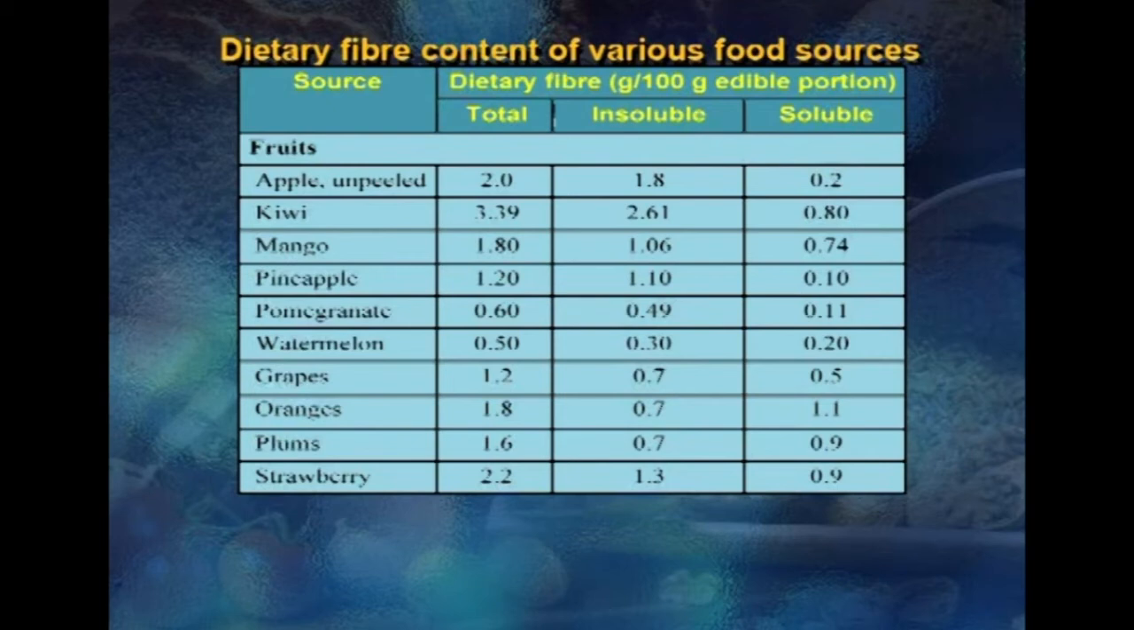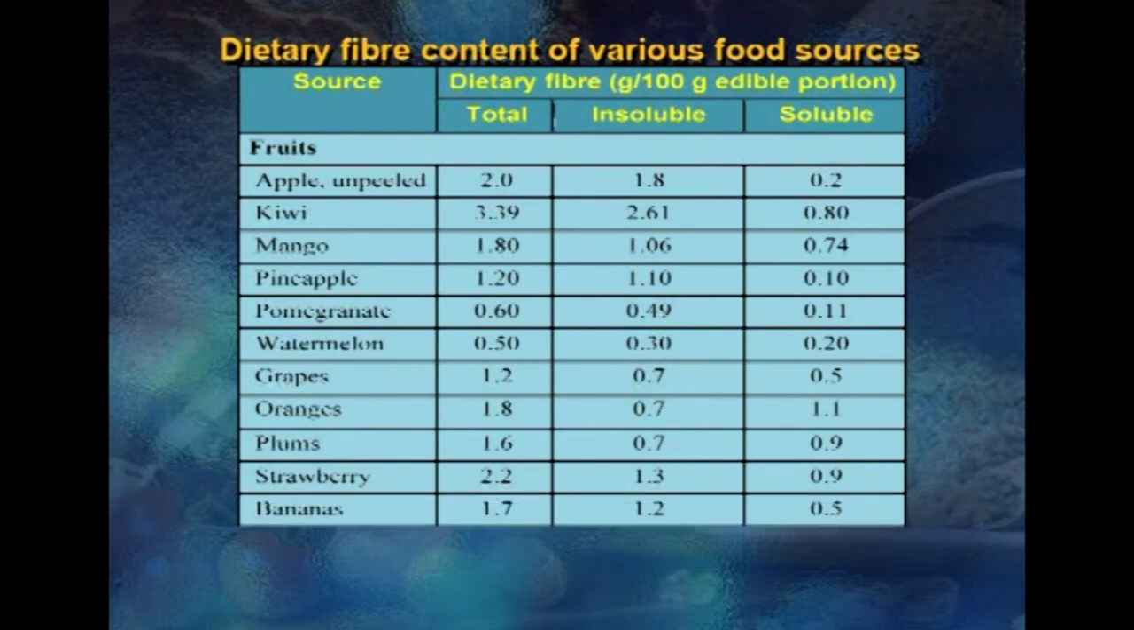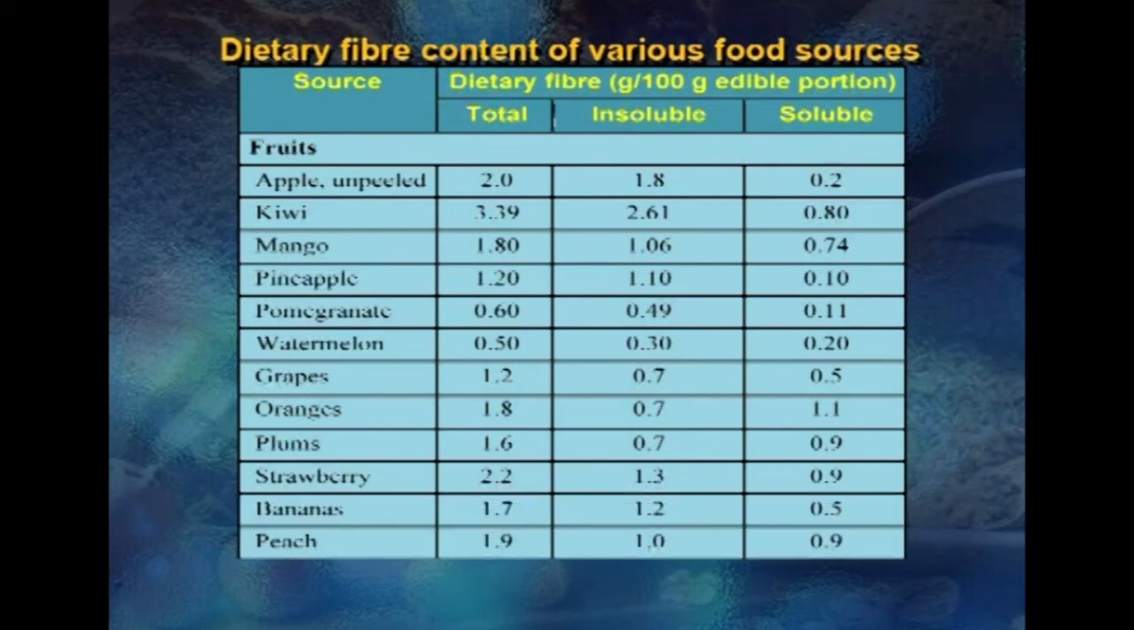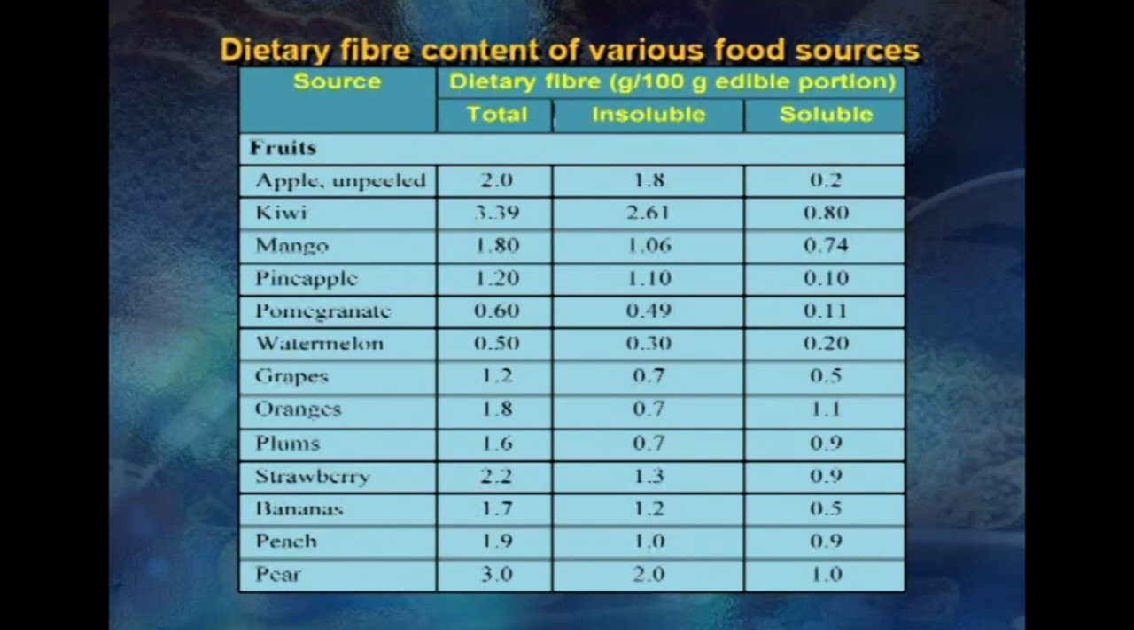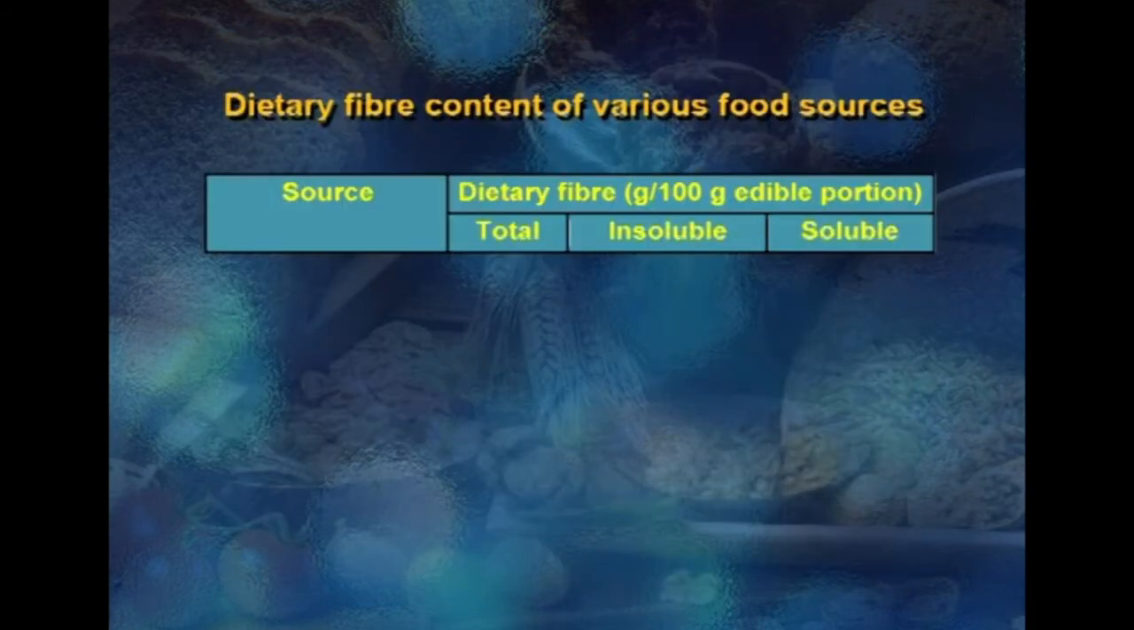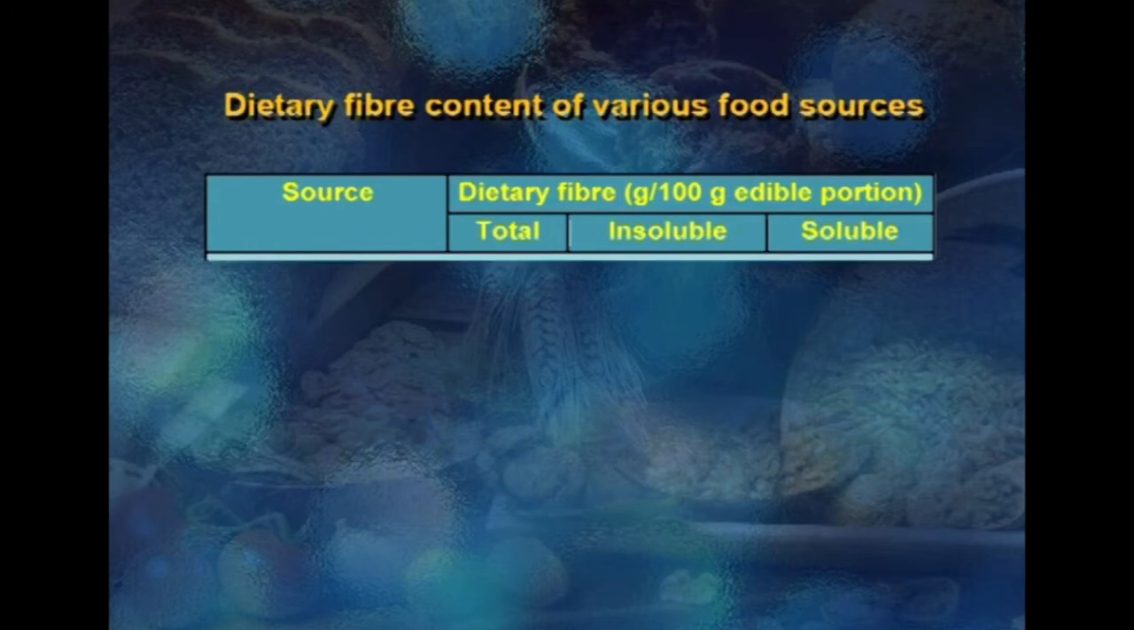We have other fruits like bananas with 1.7 grams, peaches with 1.9 grams and pears with 3 grams of dietary fiber for every 100 grams of edible portion. Lastly, we have the nuts and oil seeds.